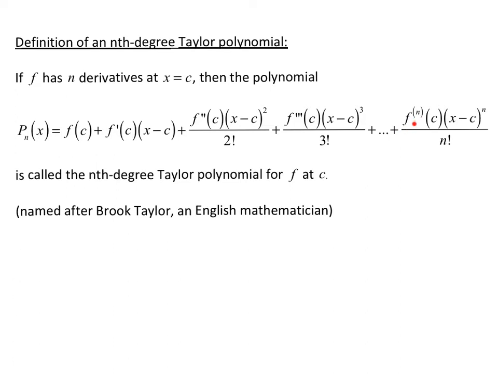So if you want to go to the 7th degree, then you would have f to the 7th derivative of c times x minus c to the 7th power over 7 factorial, etc. This entire thing expanded is called the nth degree Taylor polynomial for f of x centered at x equals c. And this is named after Brook Taylor, an English mathematician who came up with this in the early 1700s.